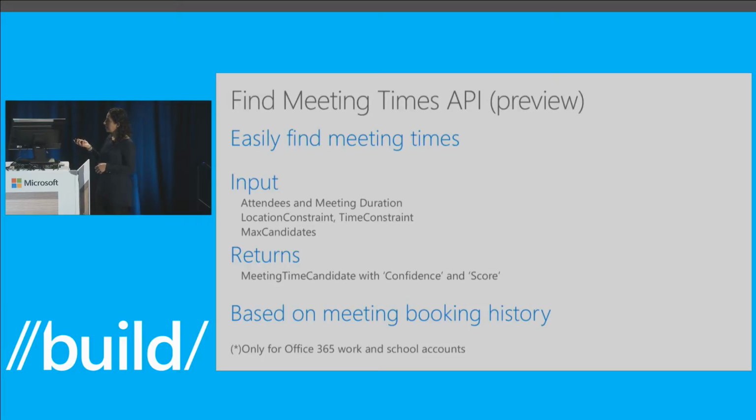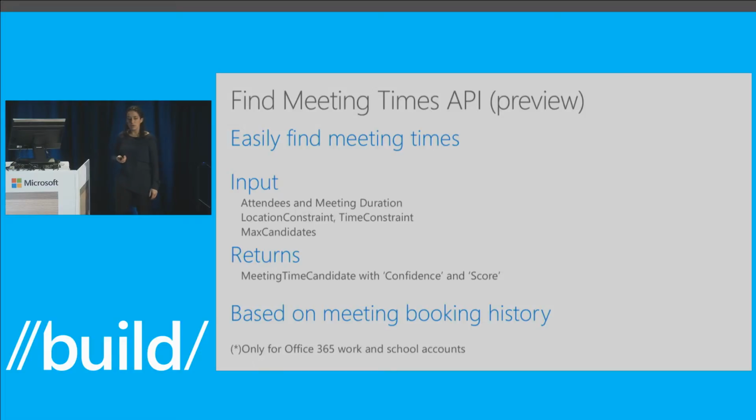You can pass in the attendees and the meeting duration, that's the minimum, but you can also pass in location constraints or time constraints. Say, for example, we all want to meet Wednesday at 1 p.m., and then it finds which Wednesday you can meet. You can pass in the maximum number of candidates, and it returns a set of meeting candidates with a confidence and a score, depending on how many people will be available on that particular time frame.